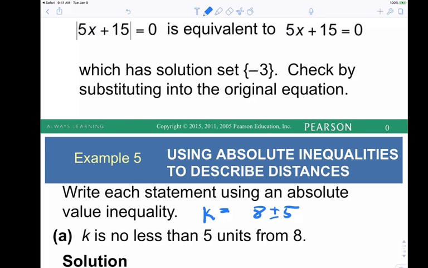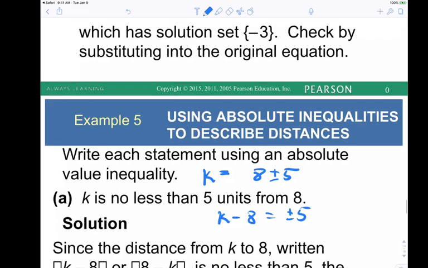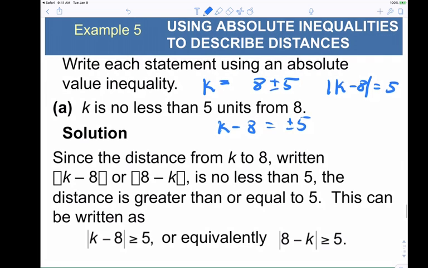So now, let's isolate that plus or minus. Let's subtract 8 from both sides. So if we say K minus 8 equals plus or minus 5, that should be the same as the absolute value of K minus 8 is no less than, I might have to change it up a bit, 5 though. Might be an inequality. Yeah, no less than 5.